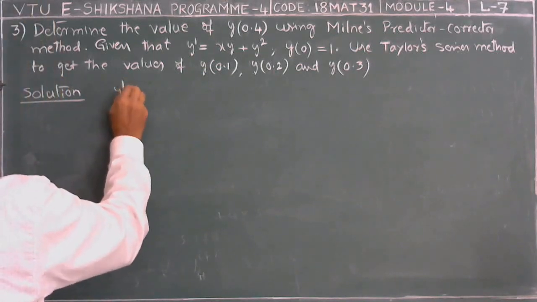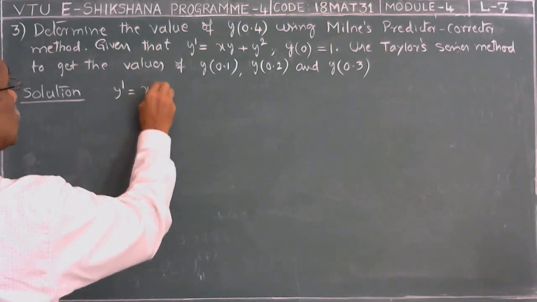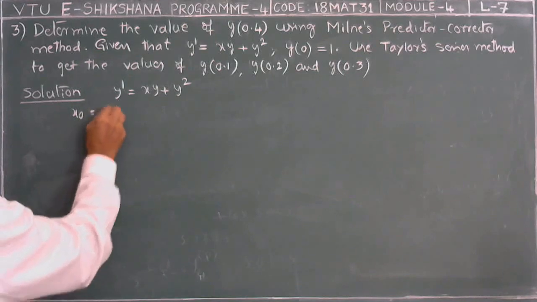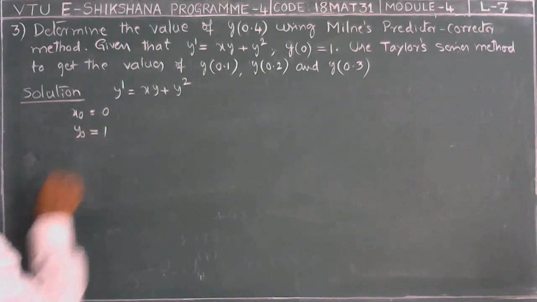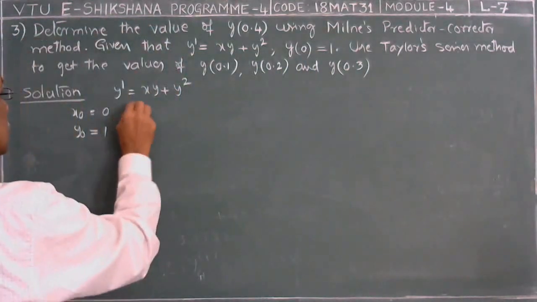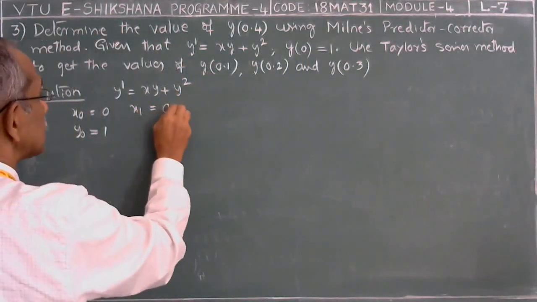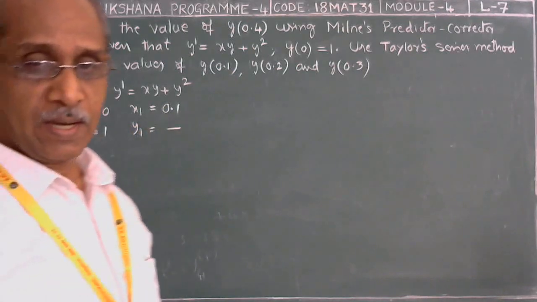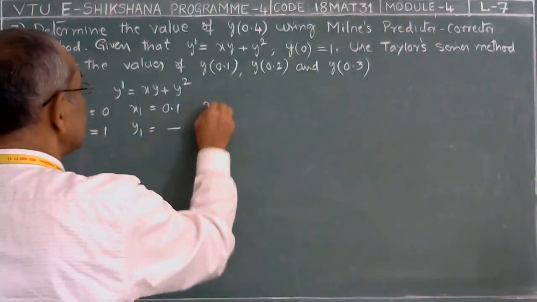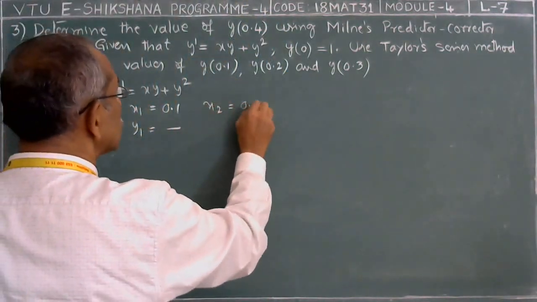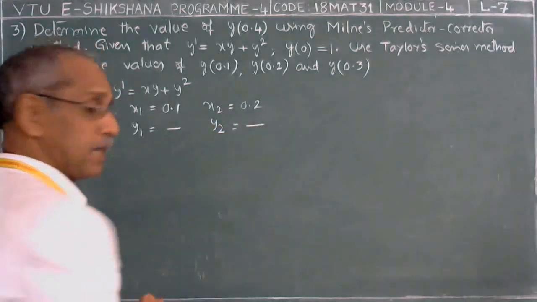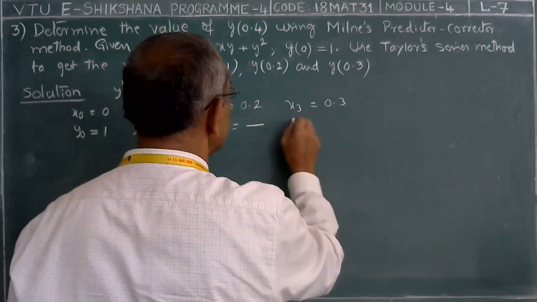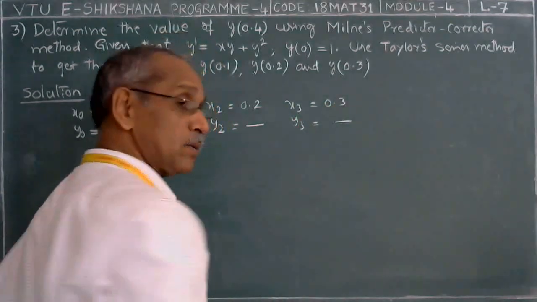Given y dash is x into y plus y square. x0 is 0, corresponding value y0 is 1. The next value is x1 equal to 0.1, the corresponding value we have to find out first using Taylor series method. And similarly, x2 is 0.2, and the corresponding value y2 we need to calculate. x3 is the next value, that is 0.3, corresponding value y3 I need to find.